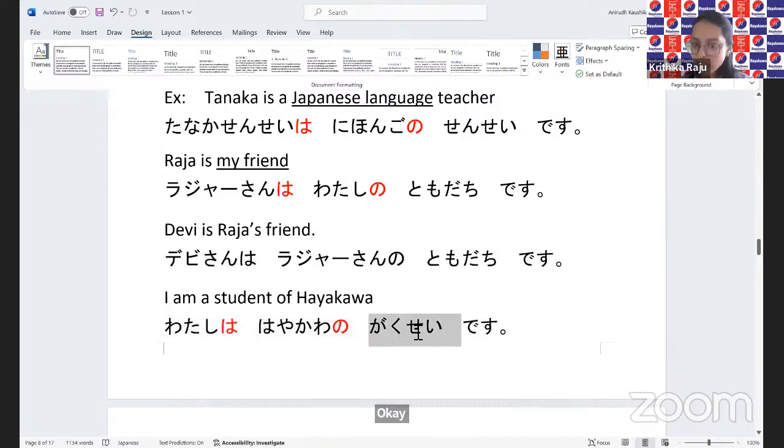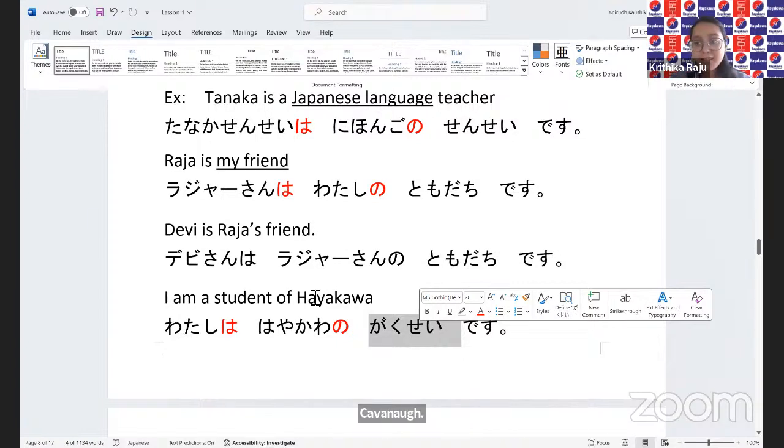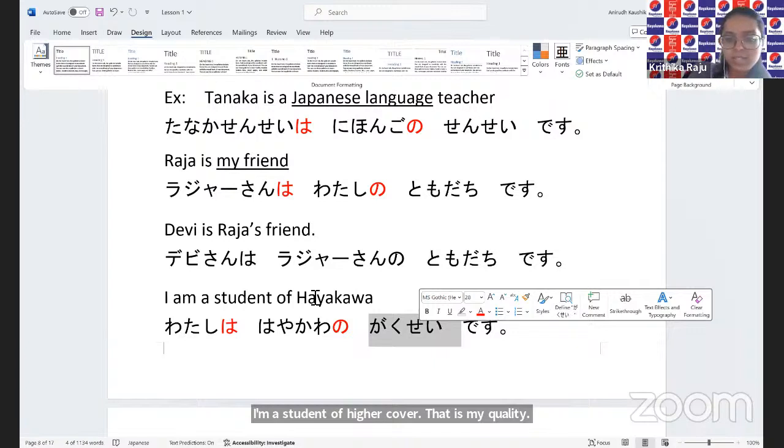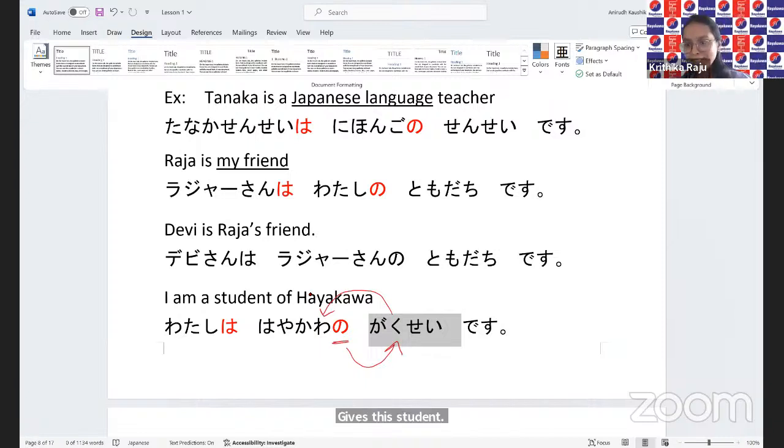So I'm a student. Student of what? Student of which school? Hayakawa no gakusei desu. Not a student of any other Japanese language school. I'm a student of Hayakawa. That is the student's quality, right? So this no gives the student the quality of being associated with Hayakawa, the Hayakawa quality.